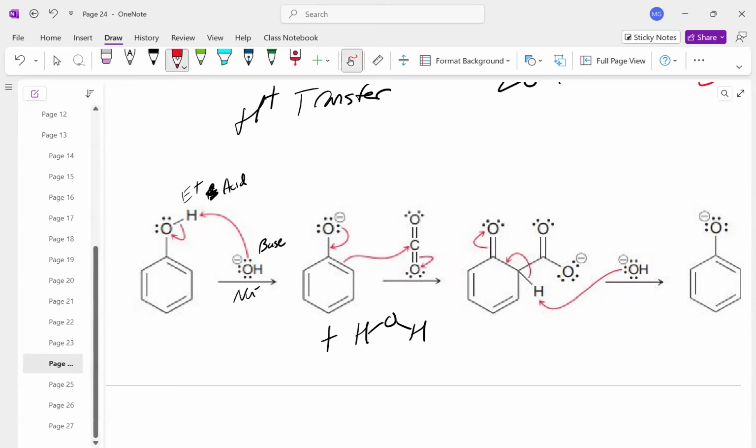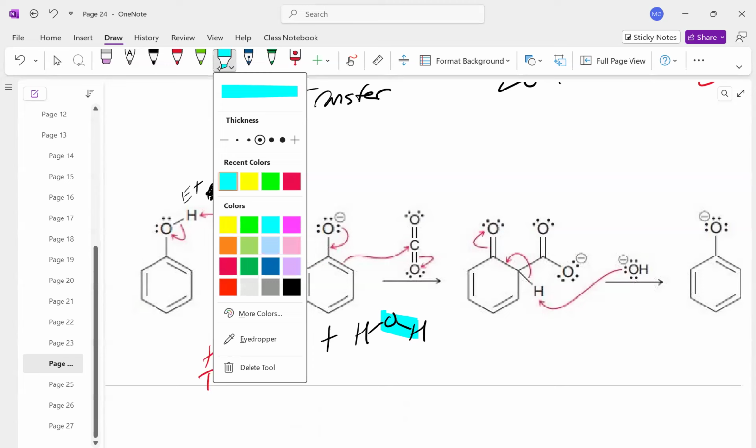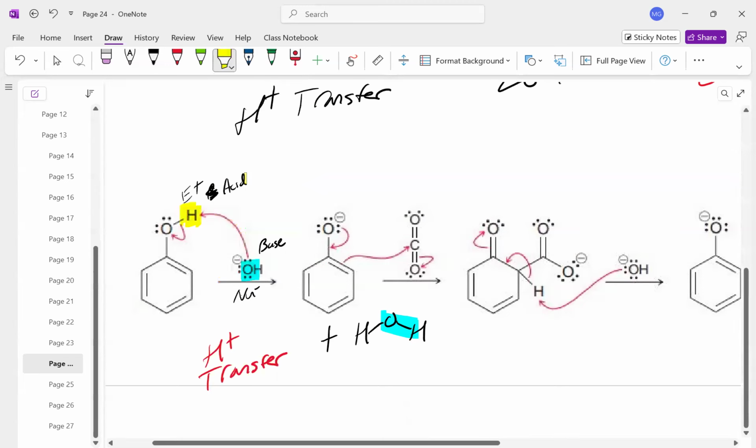This first step is a proton transfer. The OH minus now has an extra hydrogen on it. I just transferred a proton from the acid to the base. Now, how would we label this next step?